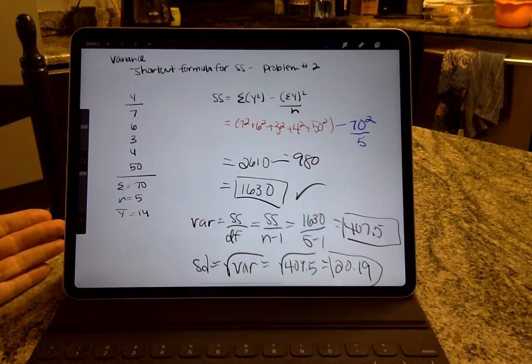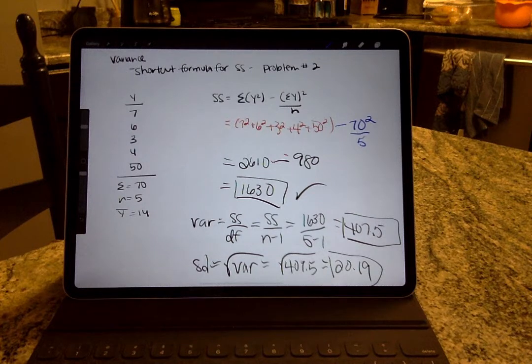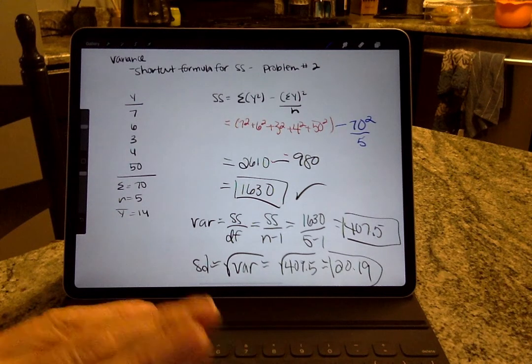All right, so I'm going to do one more problem for you guys, shortcut formula from start to finish on a new set of data, just so you can see what this looks like using the shortcut formula from scratch.